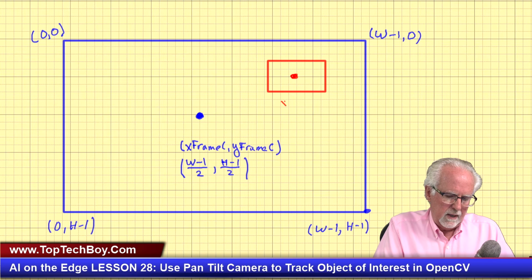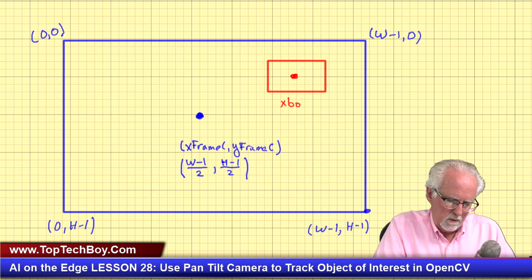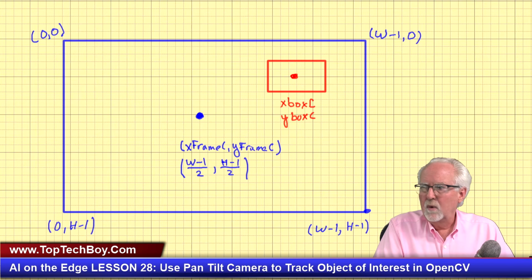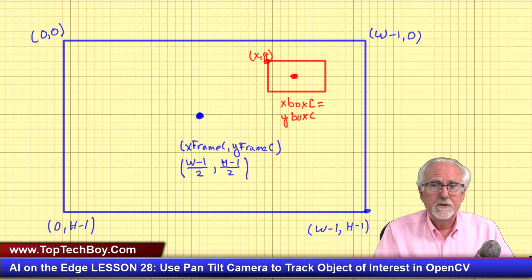That would be X box center, comma, Y box center, an X and a Y value. Let me do this neater. Well, what would the X box center be? This point is what we get on the bounding box, just the X value and the Y value of the bounding box, which we have from last week's program.